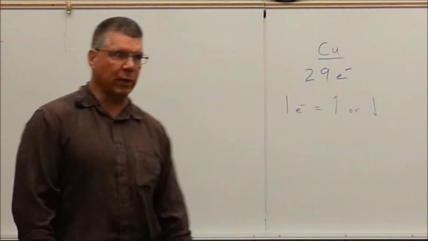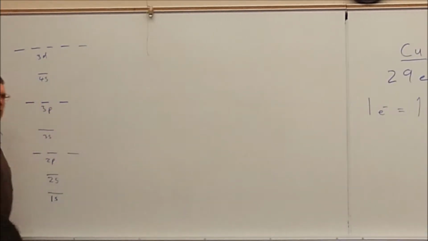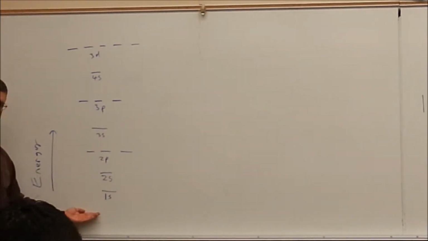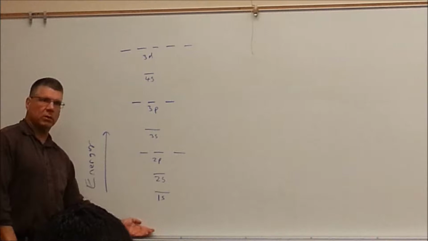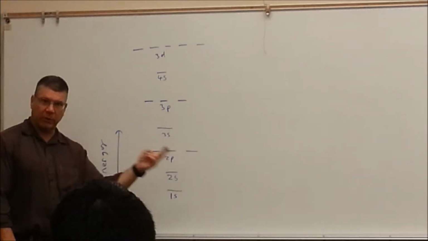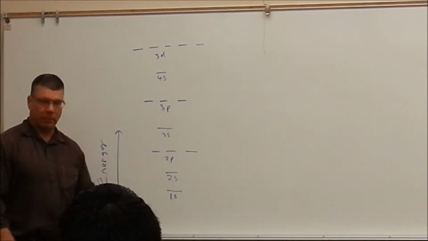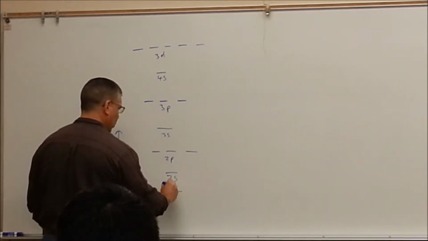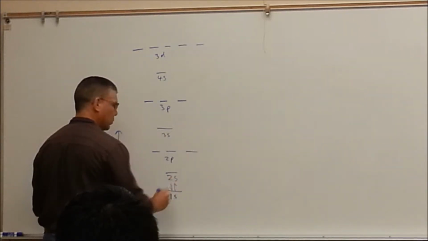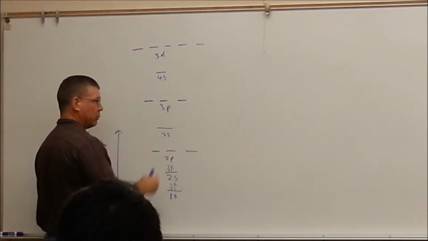It doesn't really matter which way. So we have 29 electrons, 29 arrows. We're going to start putting them in here. Lowest energy first. No more than 2 in an orbital. And if we do have 2 electrons in an orbital, one has to point up, one has to point down. So 1, 2, 3, 4, and we try to get to 29.